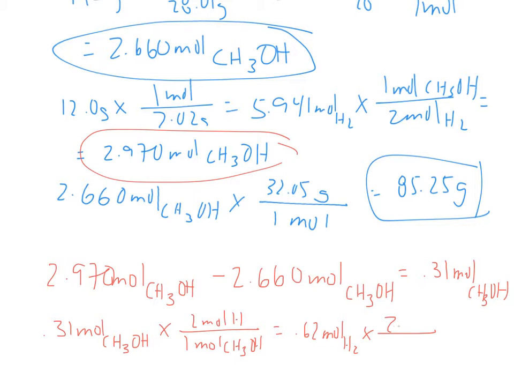And if I multiply that by the 2.02 grams per mole in hydrogen, I come up with roughly 1.3 or 1.25 grams of hydrogen that would be left in excess.